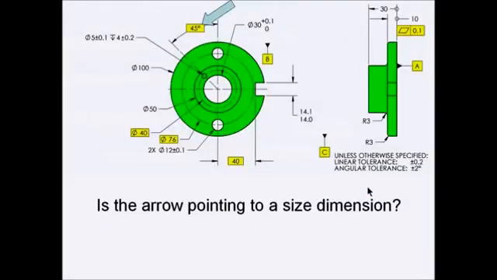As the arrow moves around the slide, ask them to answer the question: is the arrow pointing to a size dimension? When you first click on the mouse, Bean will appear shrugging his shoulders. Of course, the first one is pointing to a basic 45-degree angle, which would not be a size dimension.